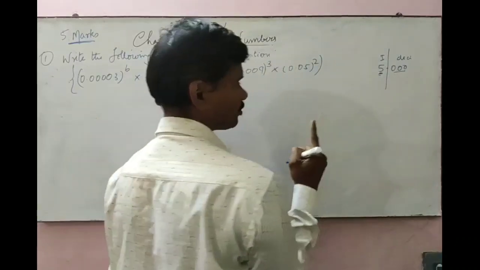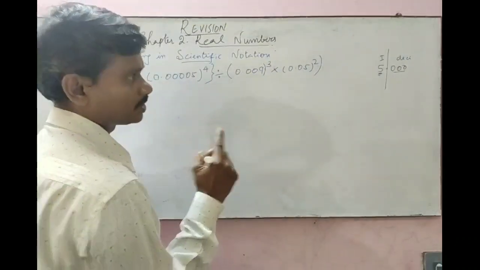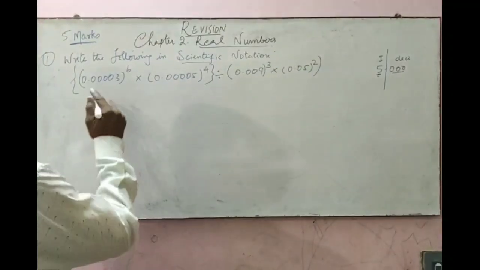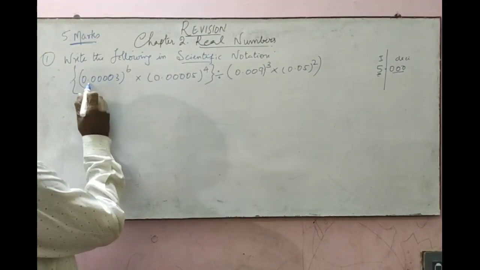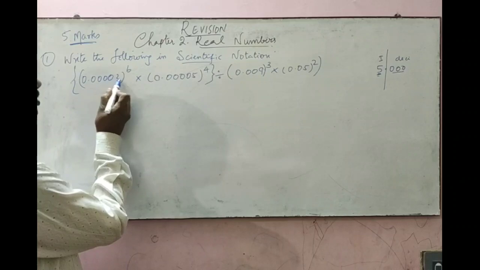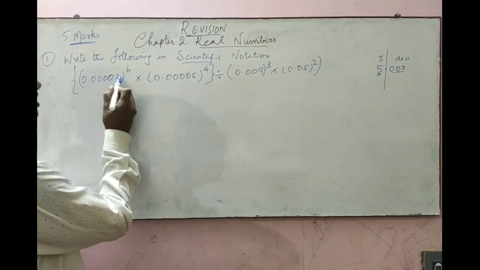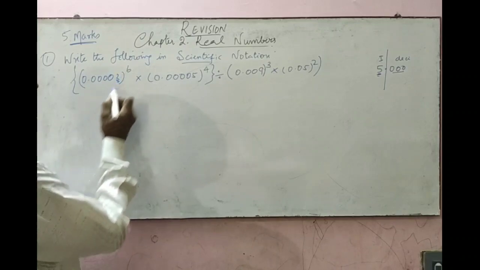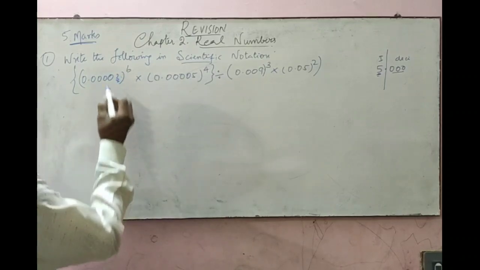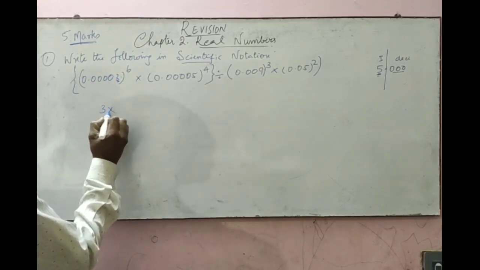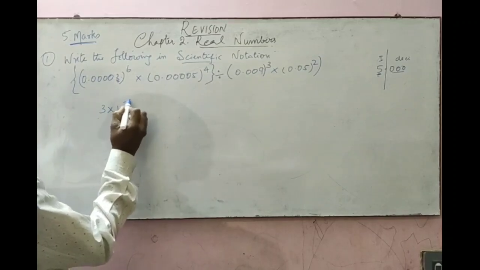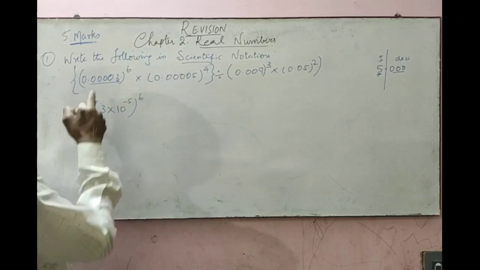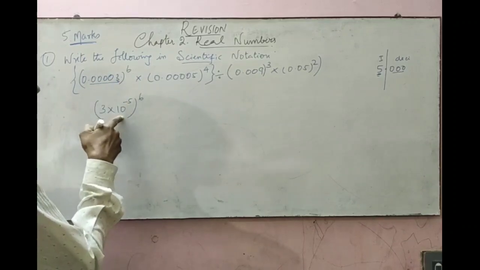In the integer part we have to have only one number, then followed by the decimal number. Here in the first number we have 0.00003. So the first digit starts here, 3. So I am going to bring this decimal to the right side by 5 digits. So the number becomes 3 into 10 to the power of minus 5 whole power 6. So now you can write this decimal in scientific form.